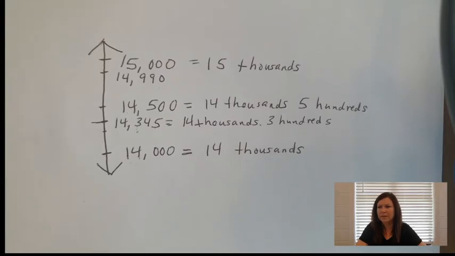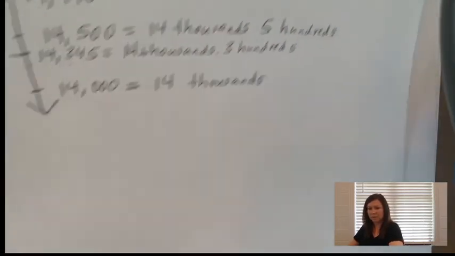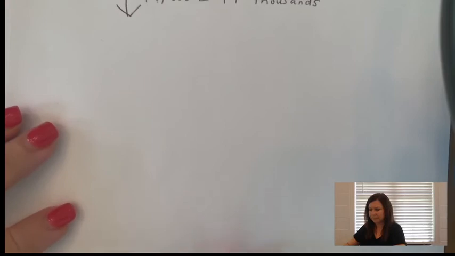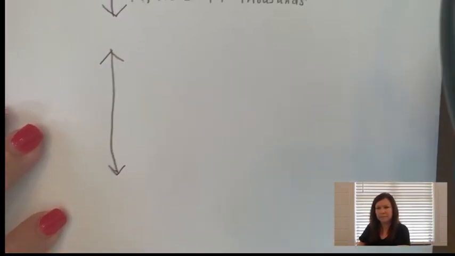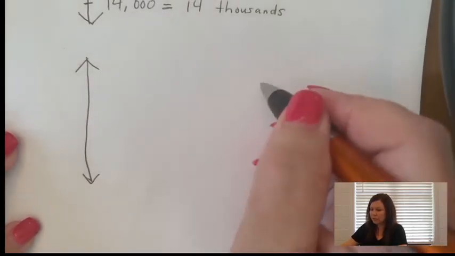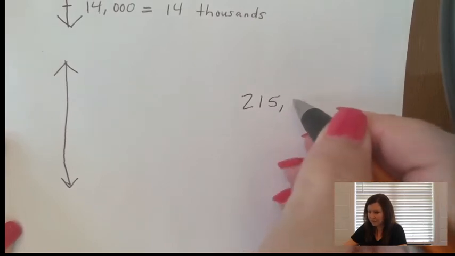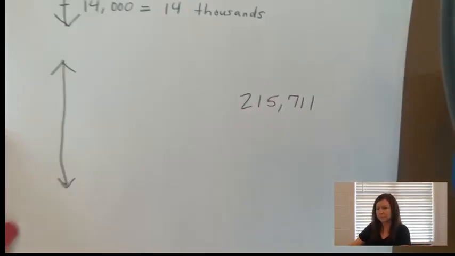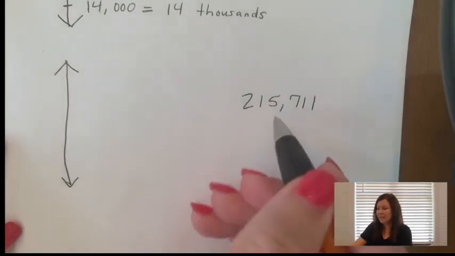Okay. All right. Let's look at one more number together. All right, so let's draw another number line. Once again, a vertical number line. And let's use the number 215,711, and let's round it to the nearest thousand.